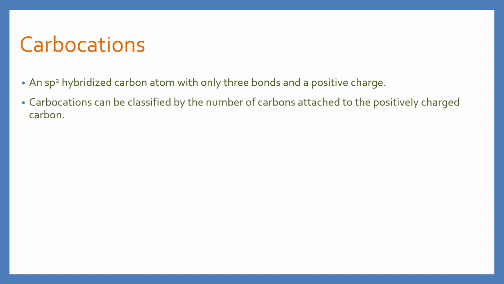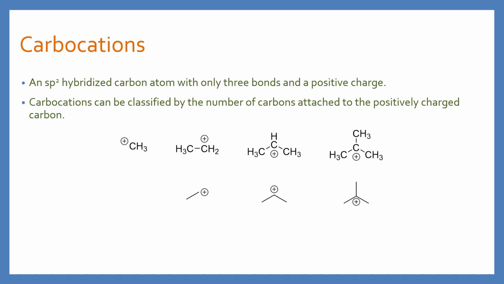Carbocations can be classified by the number of carbons attached to the positively charged carbon. So, for example, in this little chart here, we have this carbocation, which is called a methyl carbocation. We will use Me as shorthand here. In this example of a carbocation, the positively charged carbon is only attached to one other carbon. That makes this a primary carbocation, and I've drawn the structures below in line bond format as well where possible. You can't really do that for a methyl carbocation.